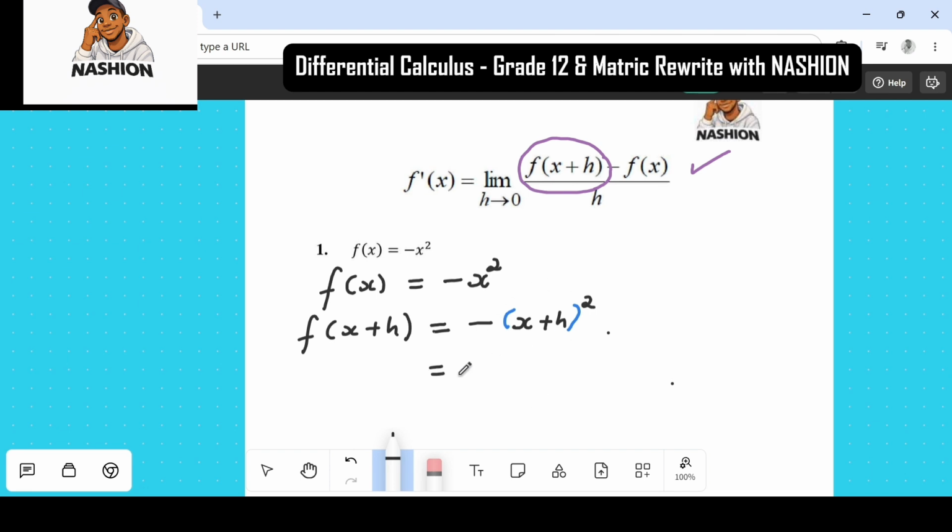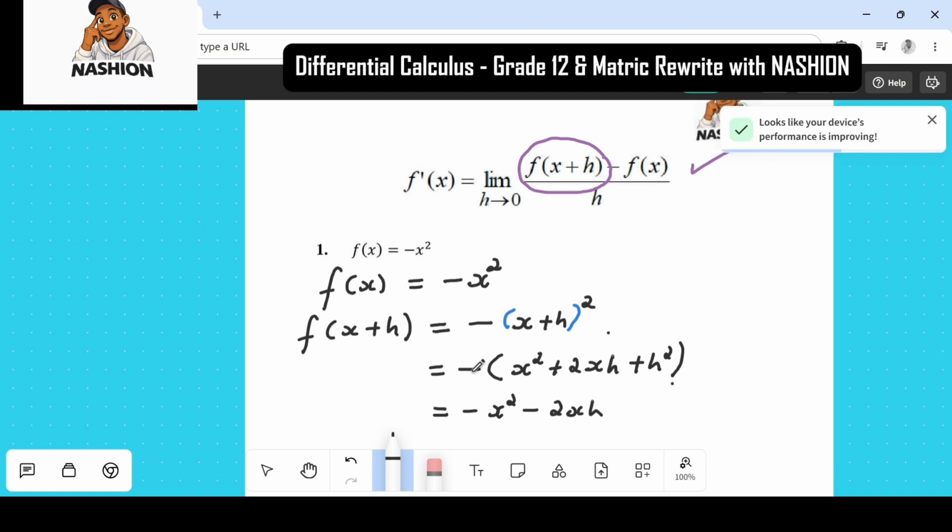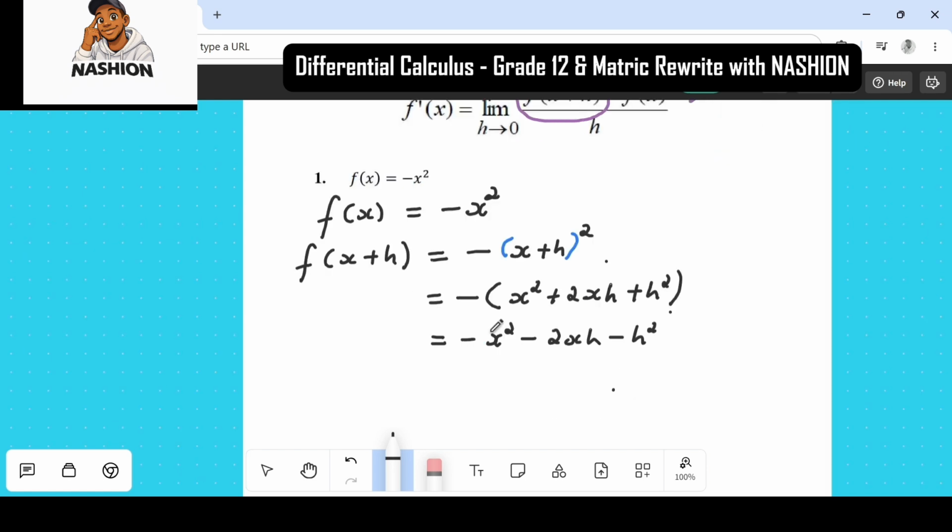After that, we remove the brackets by multiplying. Let's work out the square part first, leaving the negative outside the brackets. So x squared, then we multiply everything we see. 2 times x times h, that will be 2xh. Then we square the h, getting h squared. Close brackets. After that, we multiply completely, multiplying everything inside the brackets with this negative sign, which is actually a -1. So negative times x squared, negative x squared. Negative times 2xh, negative 2xh. Negative times h squared, negative h squared. We just got ourselves f of x plus h.